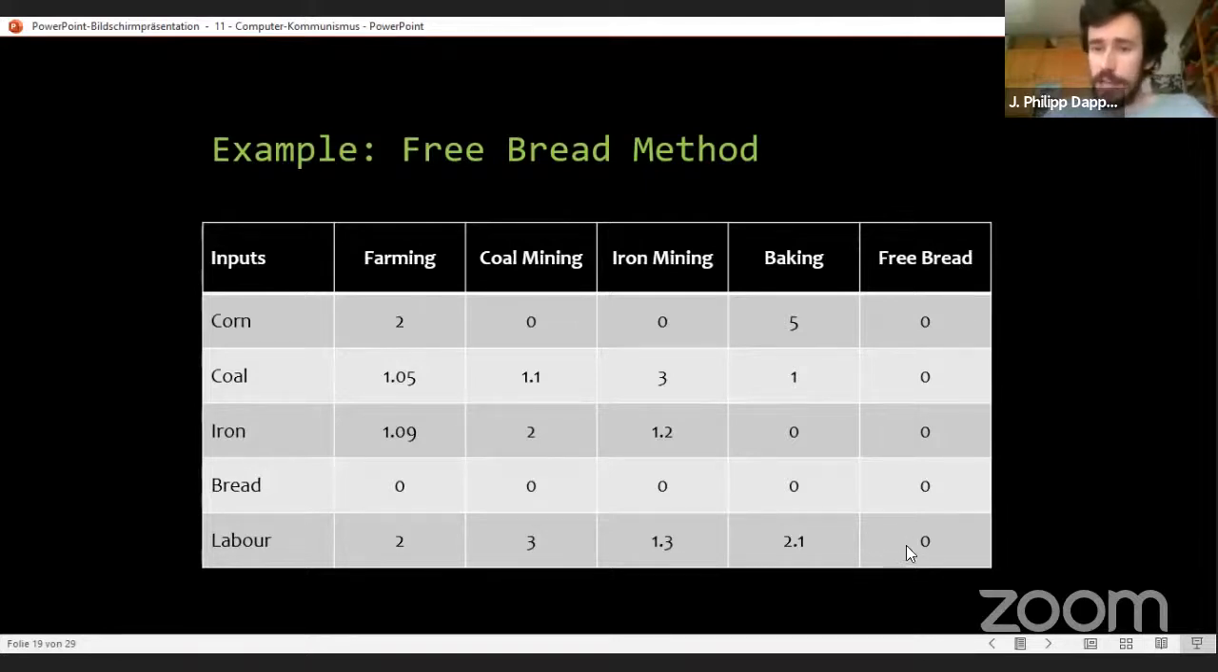It doesn't require any inputs. There's no labor required, there's no corn required, right? It magically just appears, this 1 unit of bread. But I make sure that this can only be used to produce exactly 1 unit. So you can't use this more than once. Just 1 unit of bread can be produced in this sort of magical way.